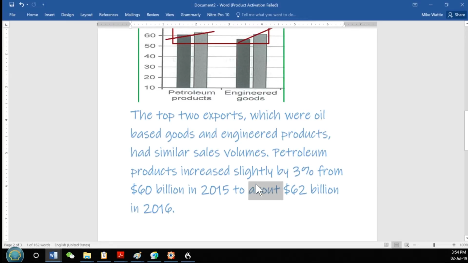The other thing that I've done is I've modified my verb. I haven't just said it increased. I've said it increased slightly. And that's because next I'm going to talk about this larger increase. So again, there's a lot of information in this sentence.